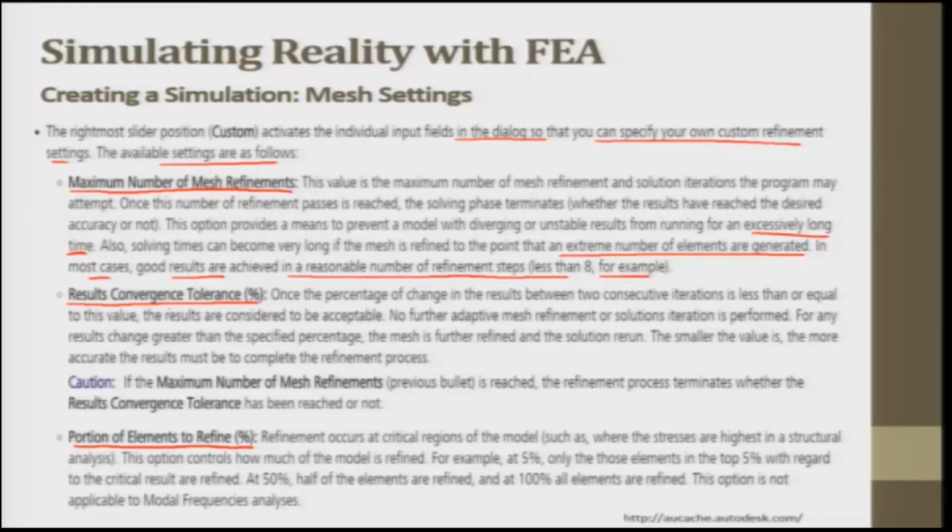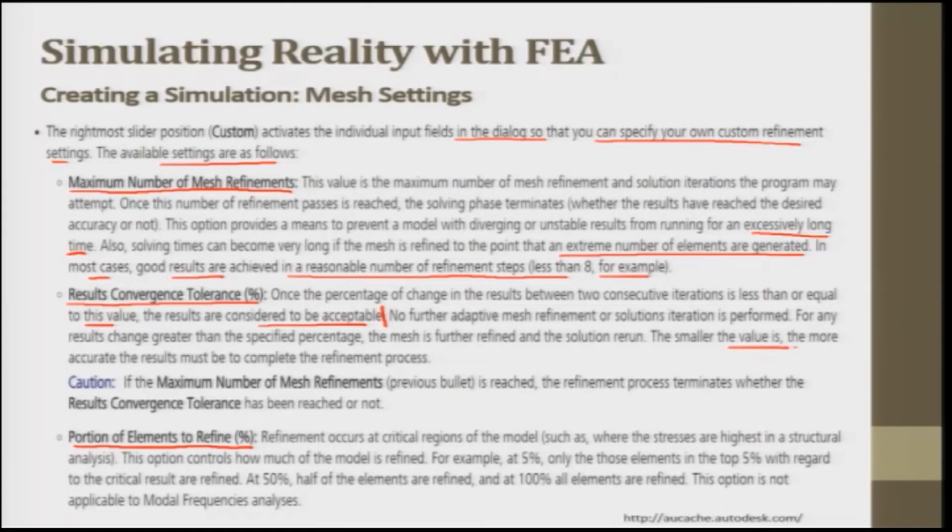Now results convergence tolerance. Once the percentage of change in the results between two consecutive iterations is less than or equal to the specific value that we have put in, we have put this value as 5%, the results are considered to be acceptable. So 5% tolerance is acceptable, that is what we have put. No further adaptive mesh refinement or solution iteration is performed. For any results change greater than the specified percentage, the mesh is further refined and the solution rerun.